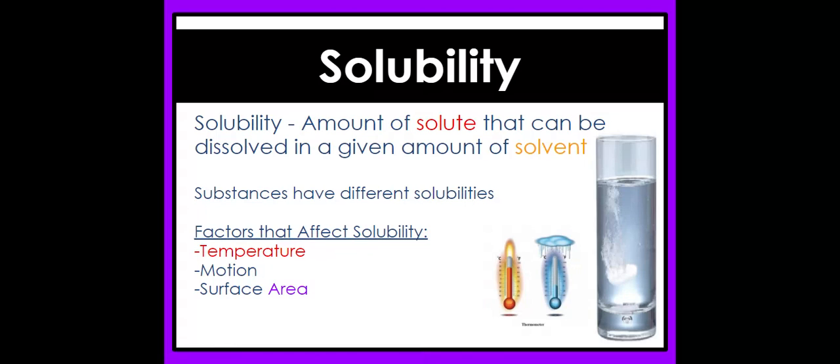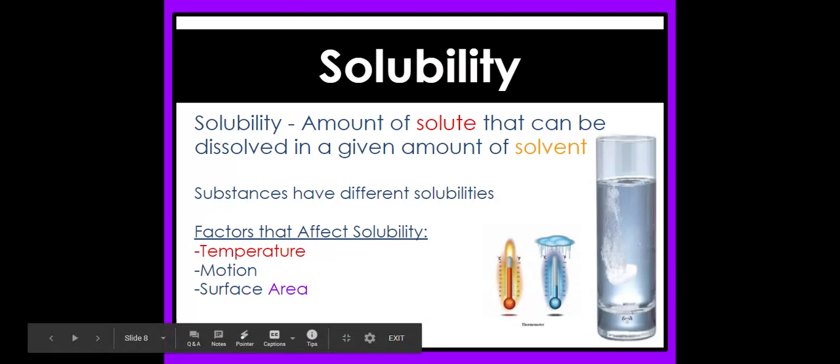So then what is solubility, which is the whole purpose of this lesson? Solubility is just the amount of solute that can be dissolved in a given amount of solvent. Different substances have different solubilities. And factors that can affect solubility include temperature, motion, and surface area, or how much space has been taken up.